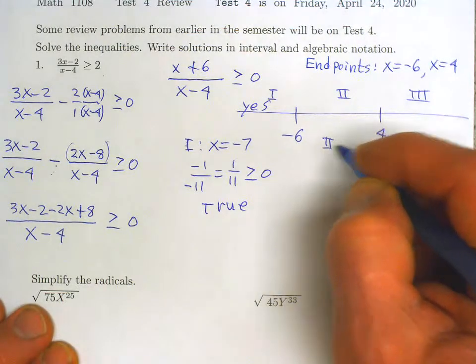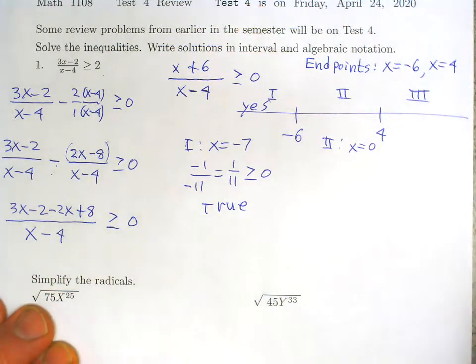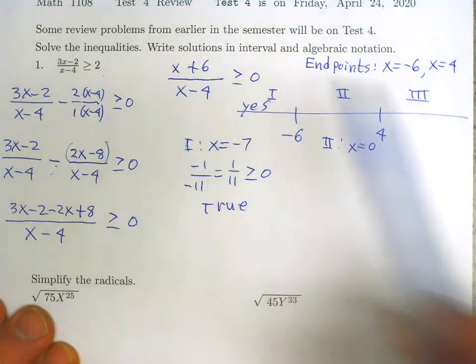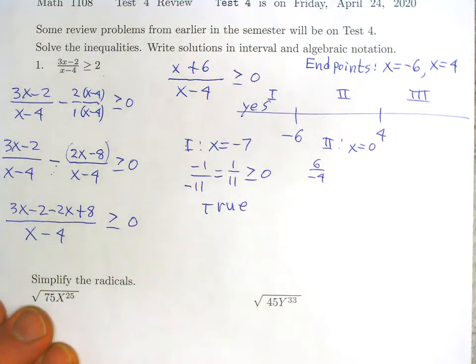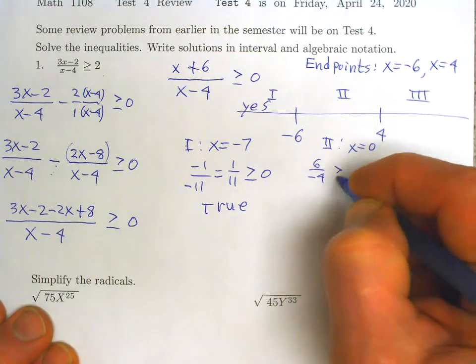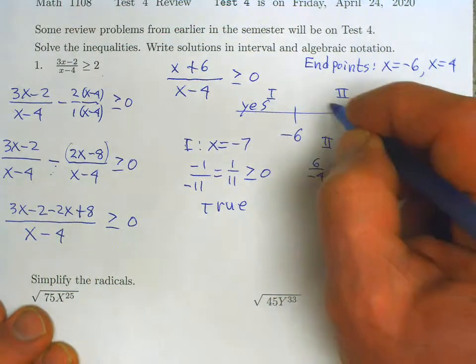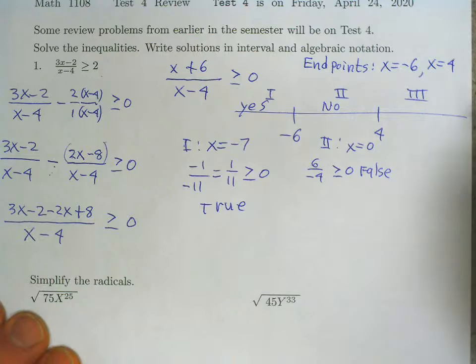In the second interval, 0 is in that interval, so I'll pick 0 as the test point. And then in the inequality, replace every x with 0. We get 6 divided by negative 4. That's clearly negative. A negative number greater than or equal to 0 is false. So none of the numbers between negative 6 and 4 are solutions.